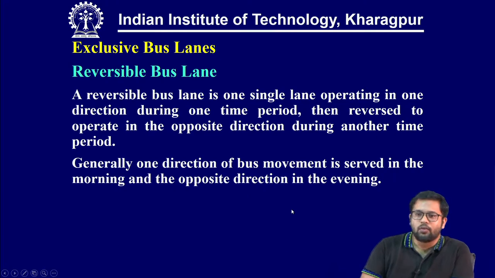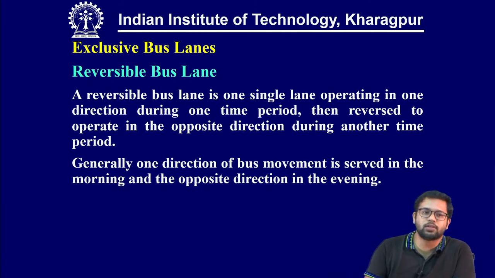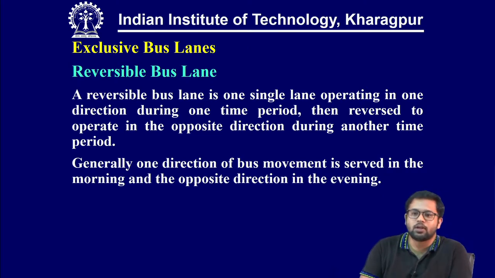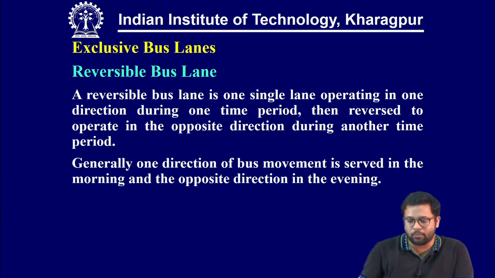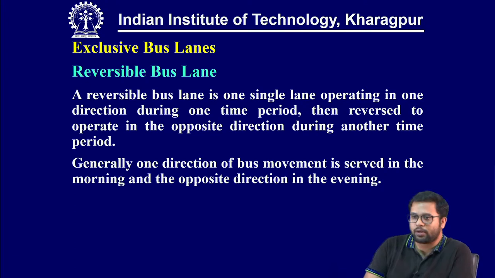The other thing is providing a reversible bus lane, which is generally provided on the median side. Generally, during two time periods, the direction of movement gets priority in one direction. Like in the morning, you are moving towards the CBD, so that direction gets priority. And in the evening, you are coming away from the CBD, so that direction will get priority. So a reversible bus lane provides priority to the bus in one direction in one time period and in the other direction in another time period.